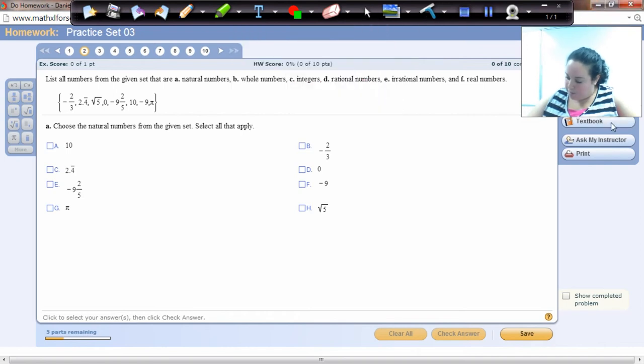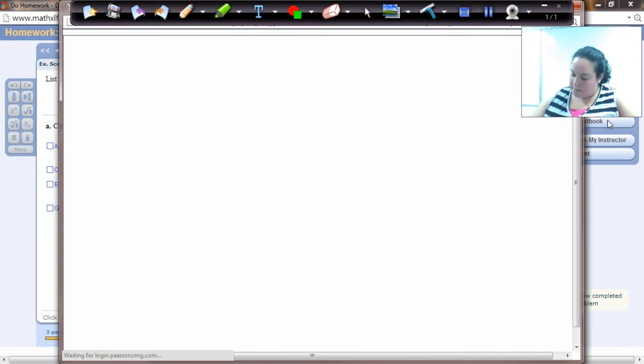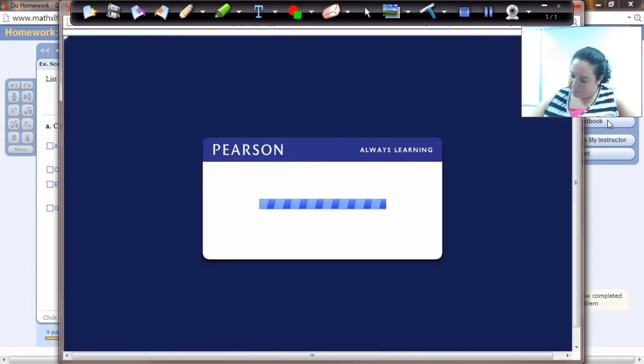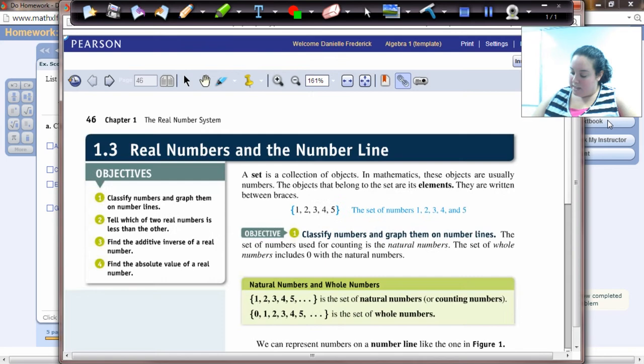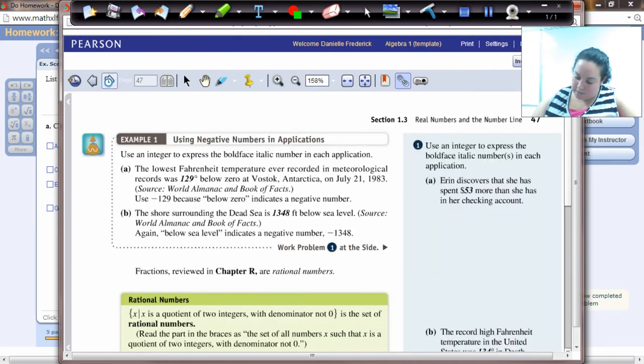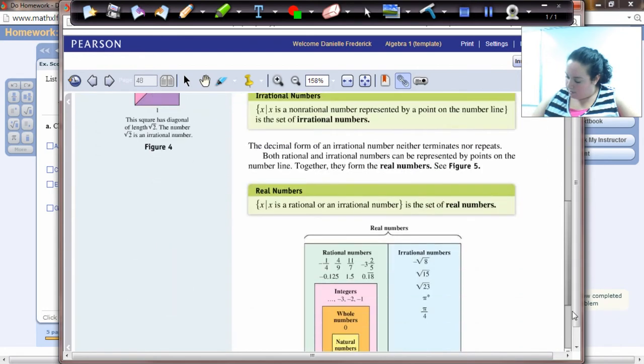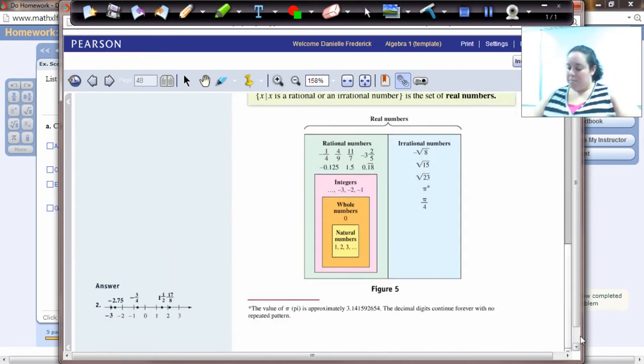Oh, I forgot. I want to show you one example real quick in the textbook. Textbook's handy help if you ever need it. Okay, on page 48. This is just a good visual representation of the numbers.